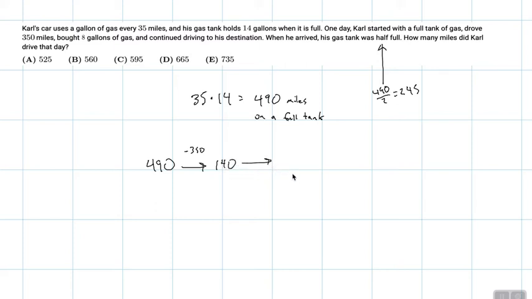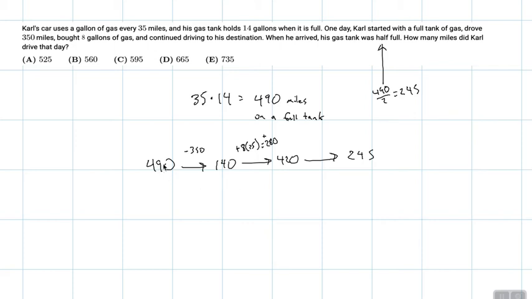And then he goes and gets 8 gallons of gas. The number of miles that he can then possibly drive on that is going to be plus 8 times 35, which is 280. So 140 plus 280 is 420. And then he goes and drives until he has 245.